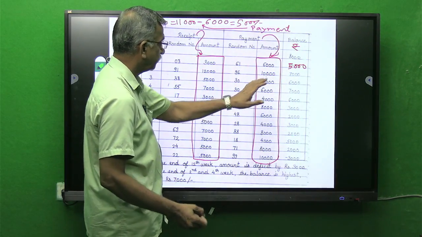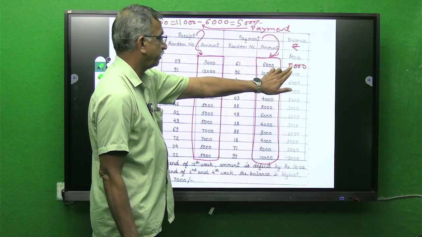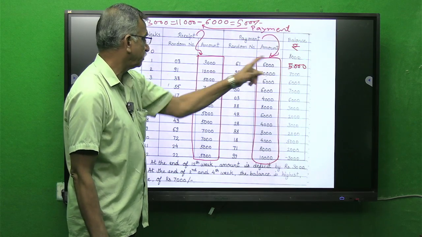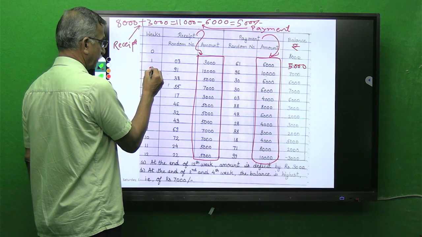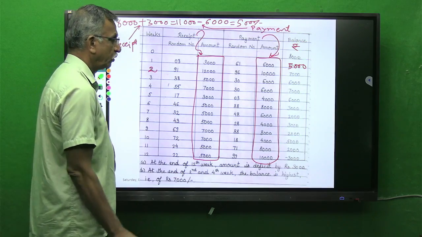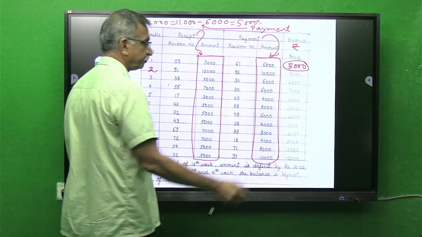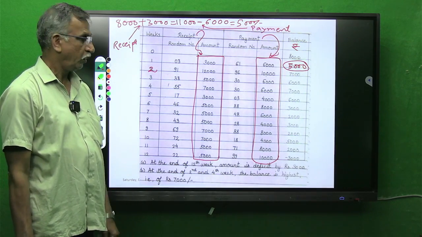Now here, if you recall, see here, the balance is 5,000. Now, if we want to evaluate for week number 2, the opening balance is 5,000. Opening balance is 5,000.